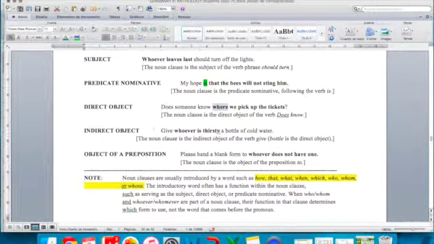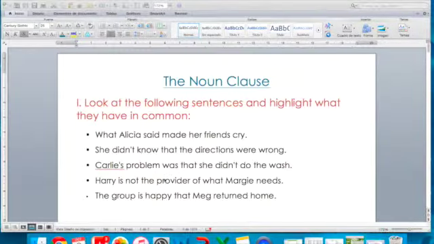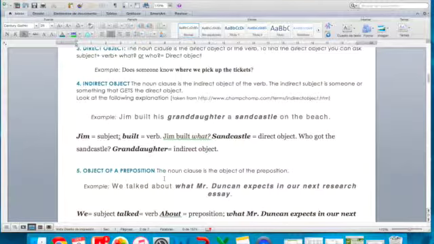Okay. Then the indirect object, this can be the most complicated one. But to explain the indirect object, I'm going to explain it to you based on this example. Jim builds his granddaughter a castle on the beach, right? Jim is the subject. Who builds the castle on the beach? Jim. Build is the verb. What did Jim build when we answer the question what? We have the direct object. What did Jim build? The sandcastle.